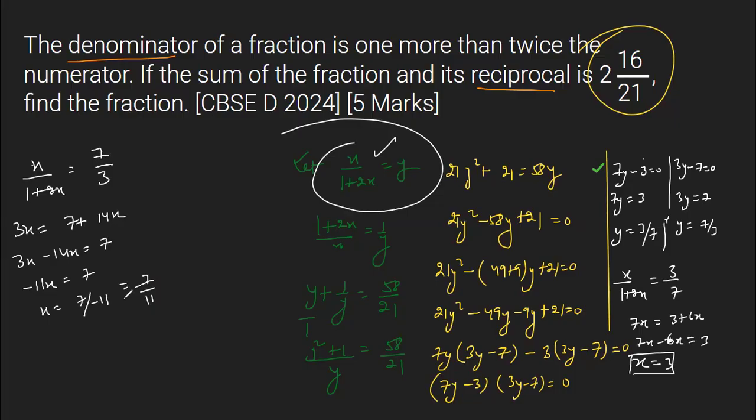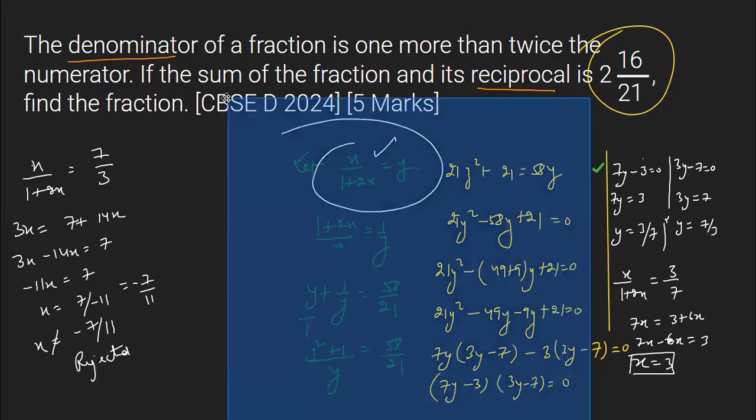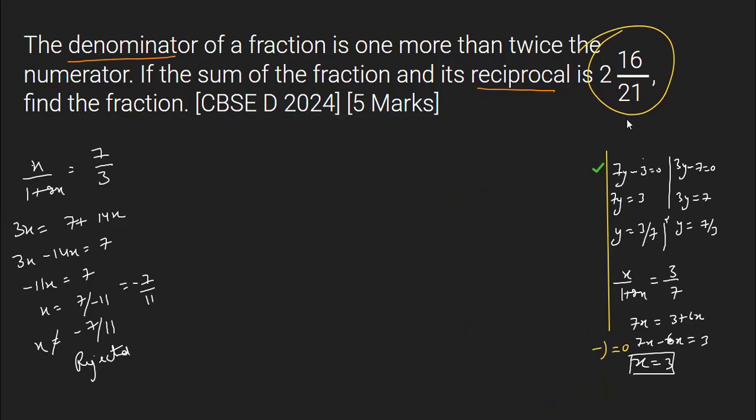So we can't have a negative number, so definitely it is rejected. So x is not equal to minus 7 upon 11; reject it. So the actual value of x which we need is x equals 3. Now what else? We have to find the required value of the fraction. So let me delete this part also, so that we have some space. Now what we have to find is the required fraction.